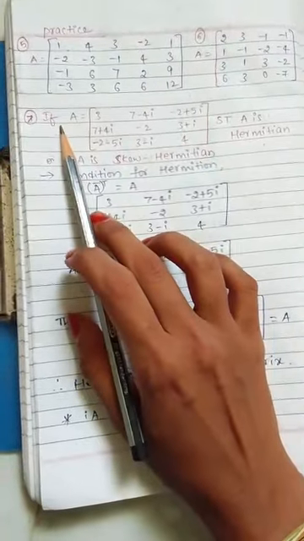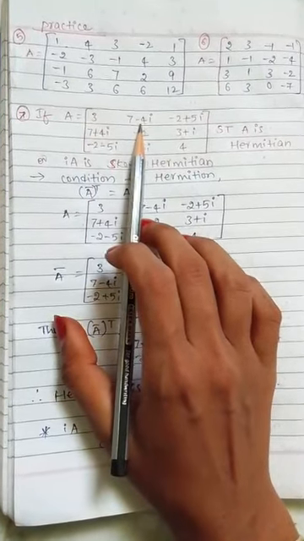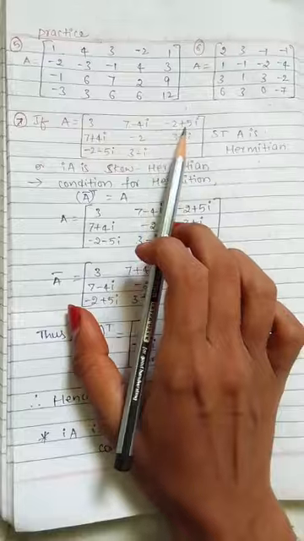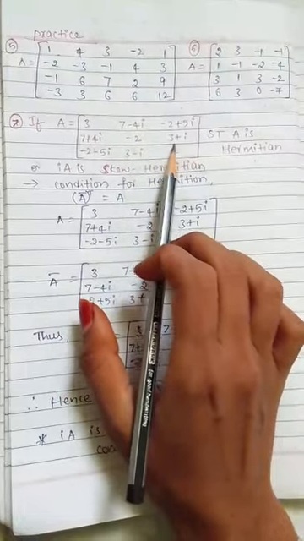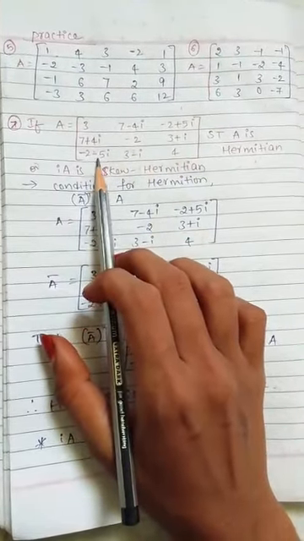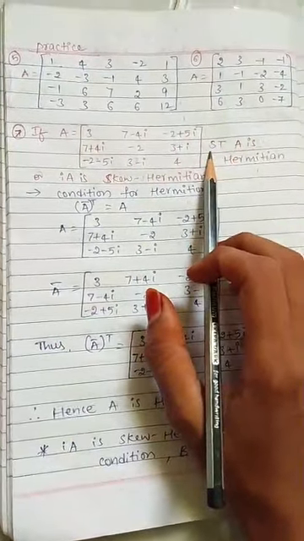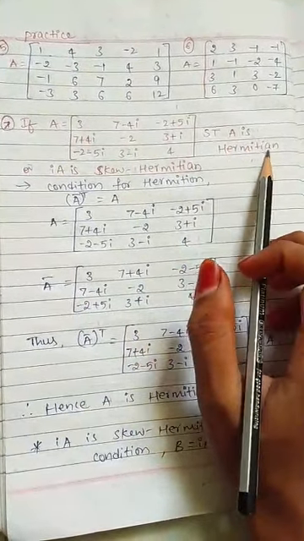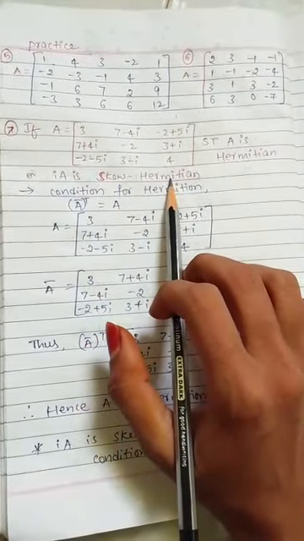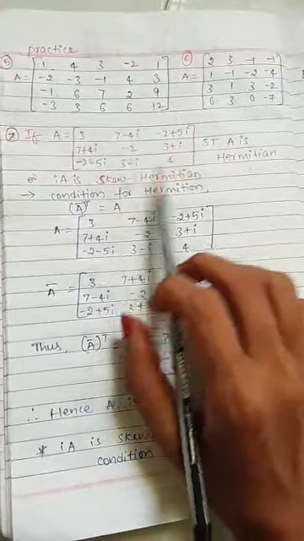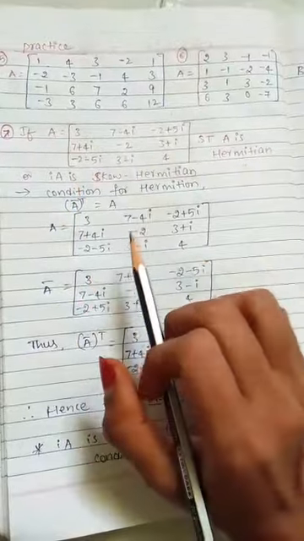Got it? Then coming to the next question, if A is equal to the matrix [3, 7 minus 4i, minus 2 plus 5i; 7 plus 4i, minus 2, 3 plus i; minus 2 minus 5i, 3 minus i, 4], then show that A is Hermitian and iA is skew Hermitian.